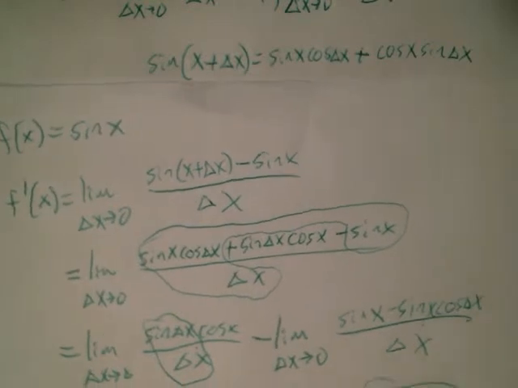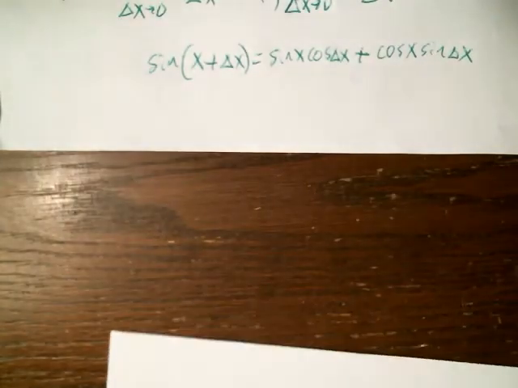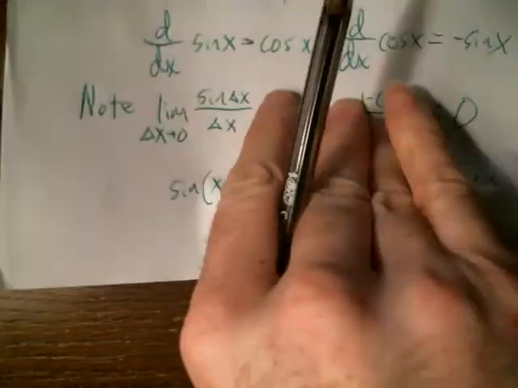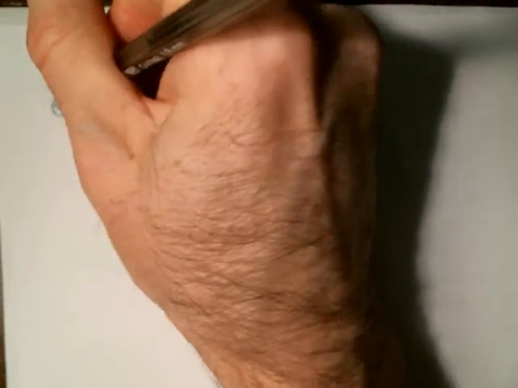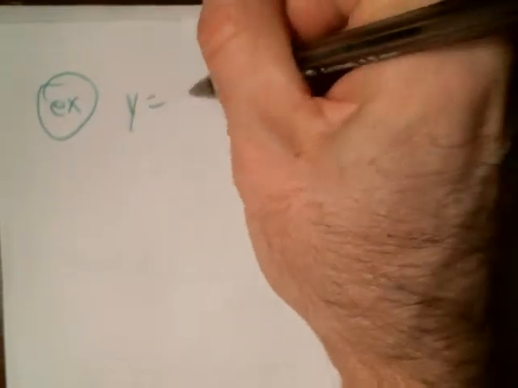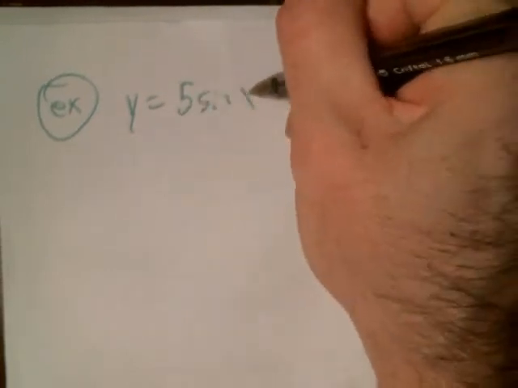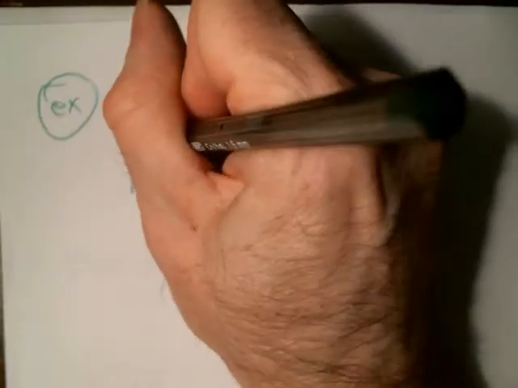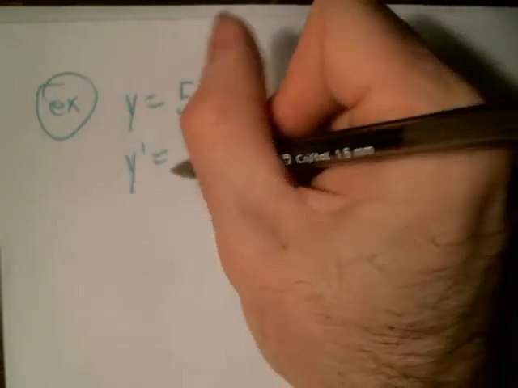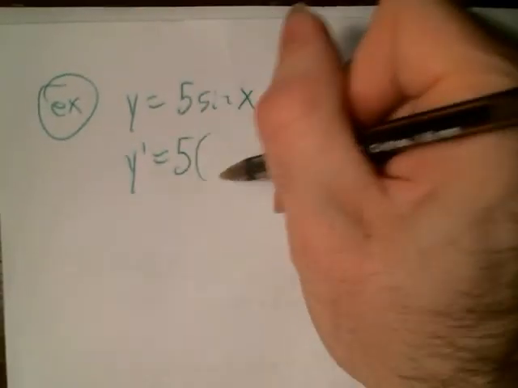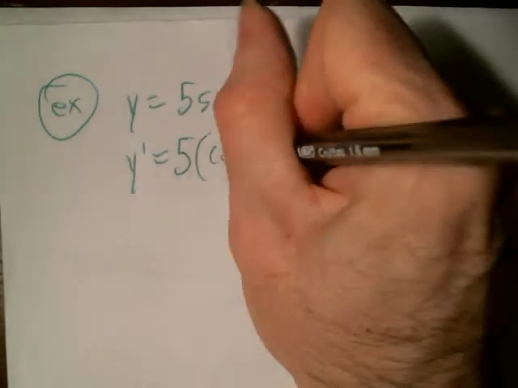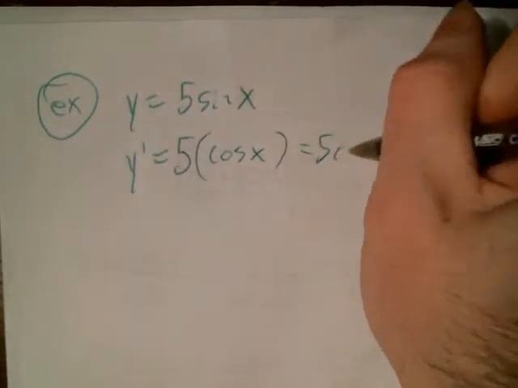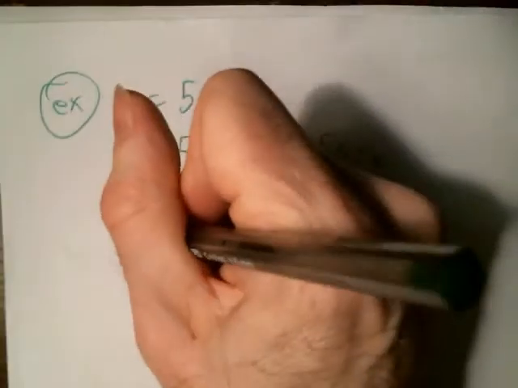Let's look at at least one of them, number 20, or any example, I guess. So y equals 5 sine x. We're also going to have to use the constant multiple rule. So you leave 5 alone and then take the derivative of sine, which is just cosine. So 5 cosine x. Let's try another one.